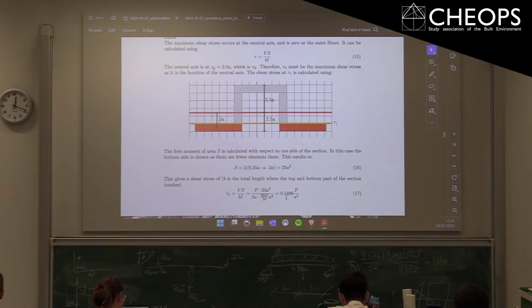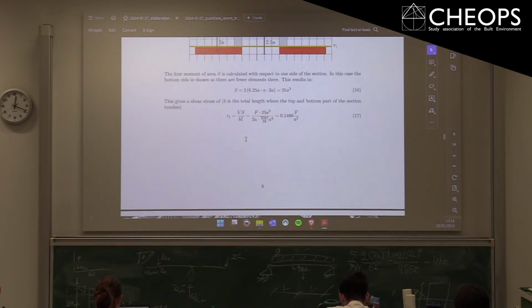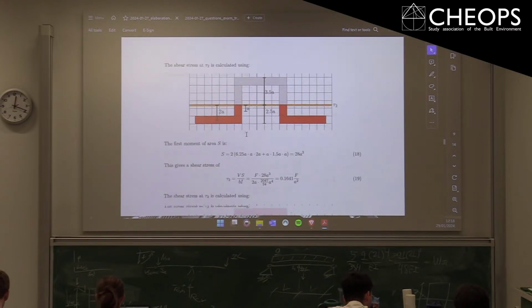So you find 0.15 F over a squared for shear stress at the bottom side. Then you have tau 2, that was the largest one. You do the same again, so we still have the contributions of the 2 bottom legs, but you also have this 1.5a height and a wide segment on the left and the right, which has a distance of a to the neutral axis. So that's this contribution over here. 28a to the power 3, well, the 2a is still the same, right? So 2 of those legs.